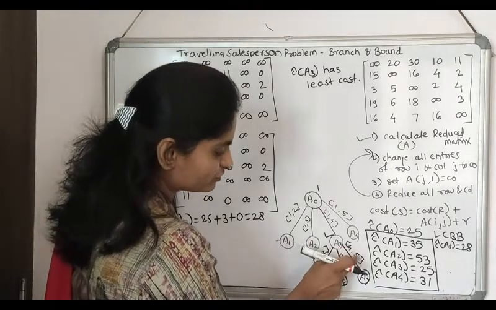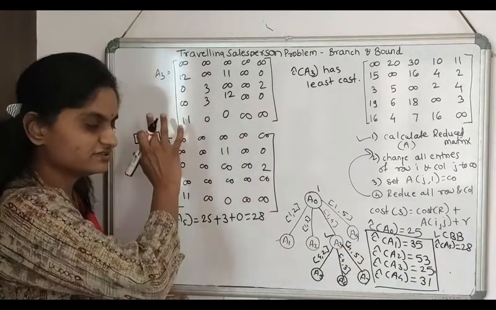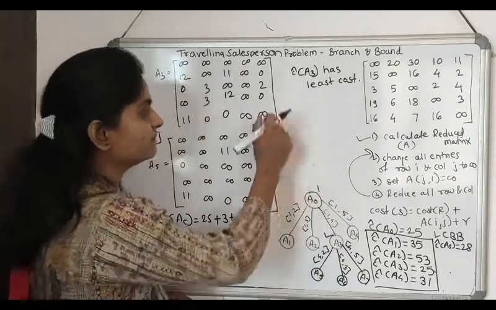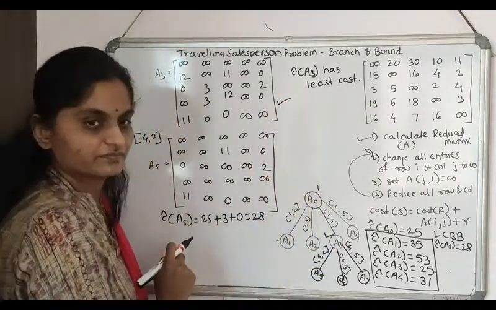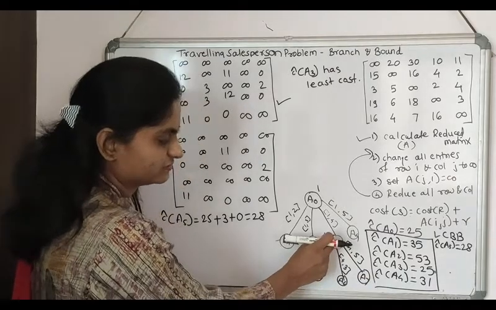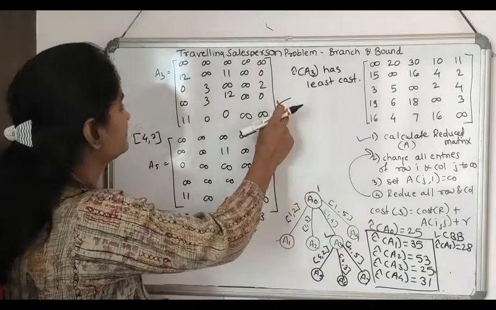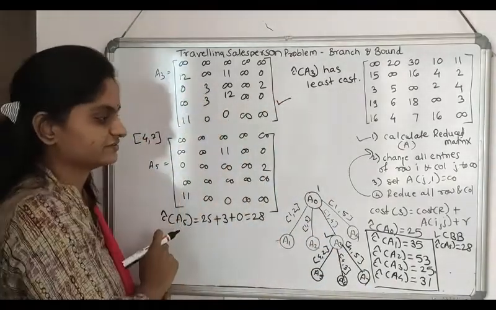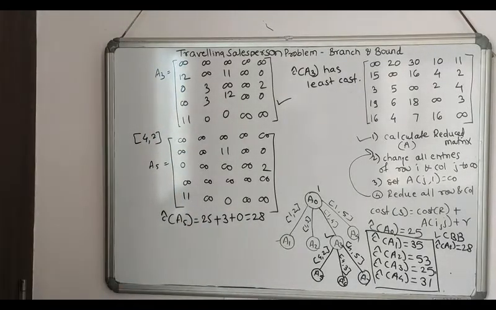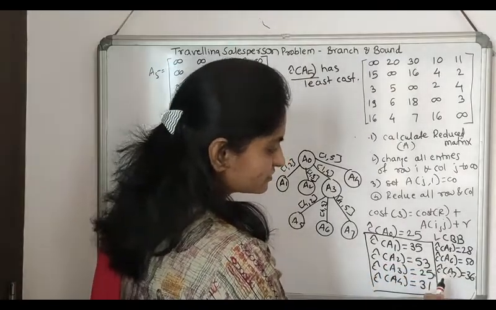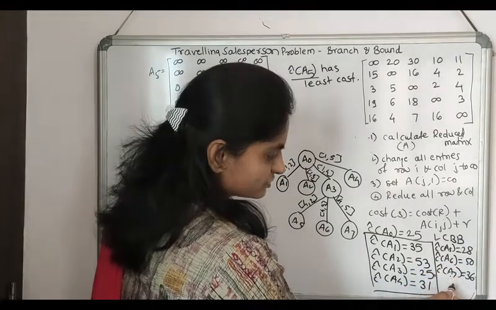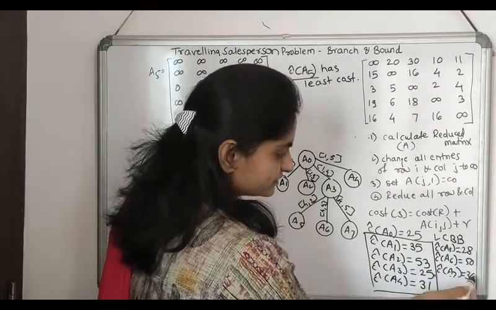Similarly, to find out the cost of A6 and A7, that is the paths 4 to 3 and 4 to 5, find the cost in a similar way. Consider which matrix? That is the A3 matrix, not A0, because this path is from A3. Therefore, consider this A3 matrix. Calculating the cost of C cap of A5, C cap of A6, C cap of A7, the costs are 28, 50, 36.